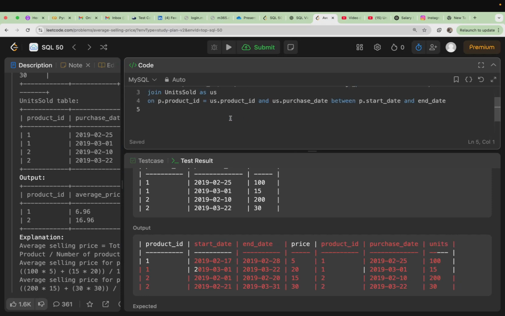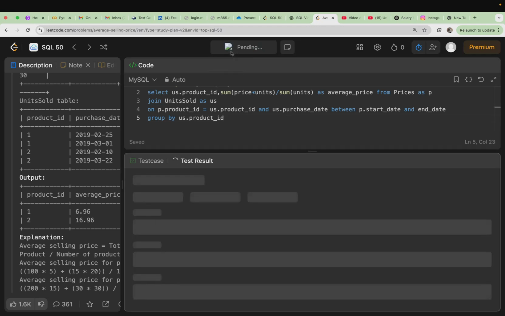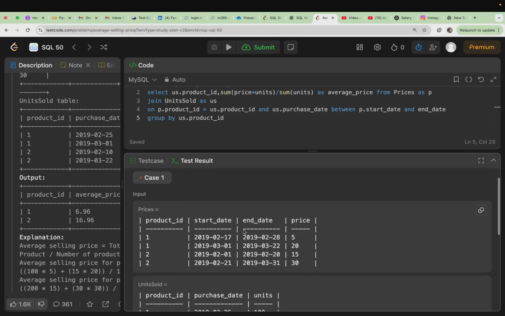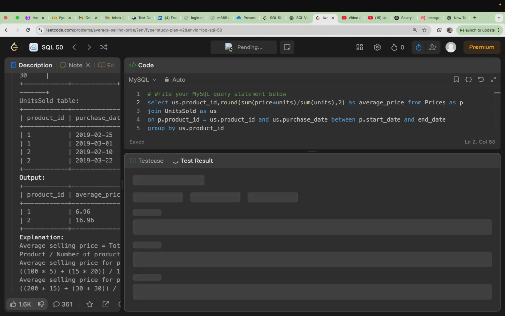And at the end, since we are using aggregations, we have to use the group by US dot product ID. Now run the code. It's showing the wrong answer. Let's see. So we have another condition that the average price has to be rounded to 2 decimal places. So we'll use the round function, round of our average price, and it should be up to 2 decimal places. Now let's run it again.